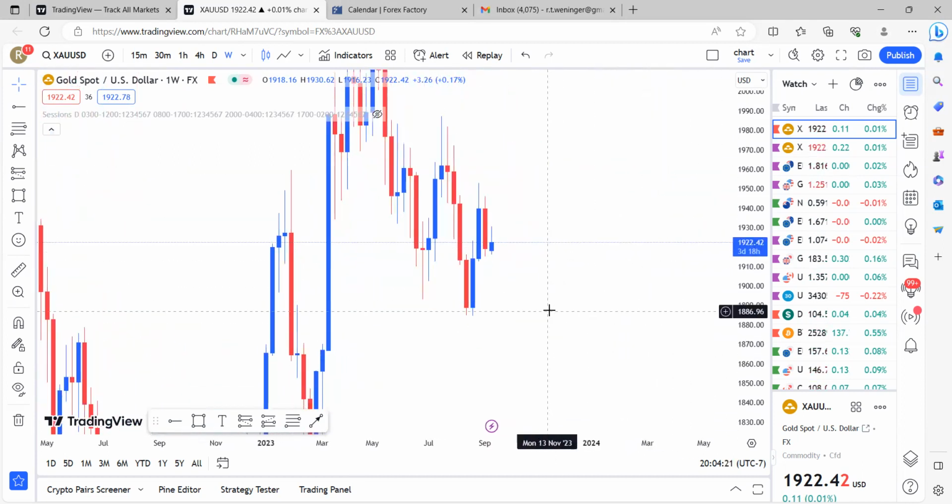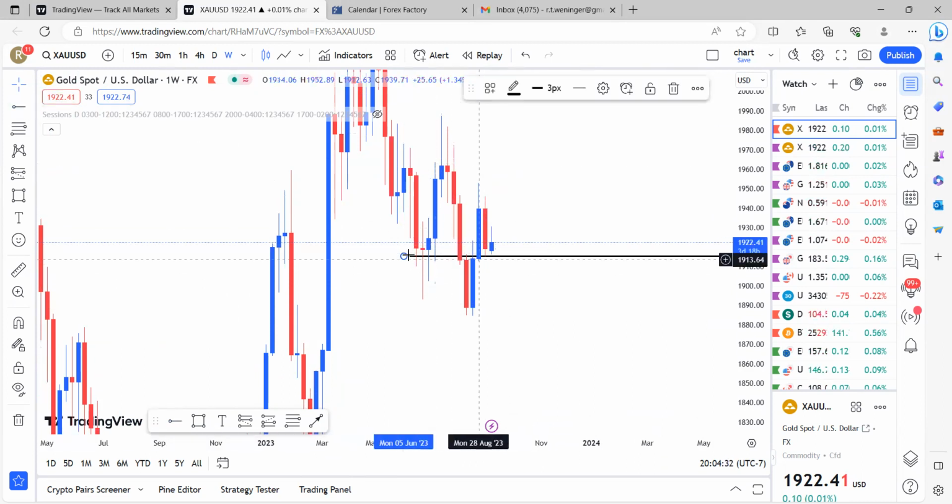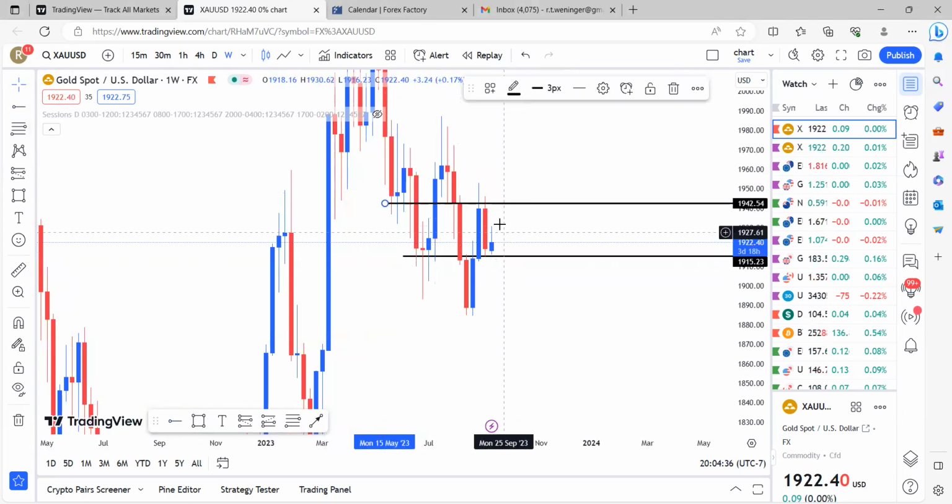What has the last few weeks done? So we have made a low here at about 1888, and we've made a high here at 1940. As you can see, looking left, we have these previous areas of support and previous areas of rejection there. So we rejected nicely around 1940 there, which lines up. We have some trouble here around the 1915s.